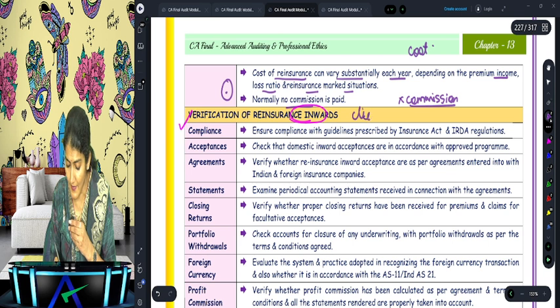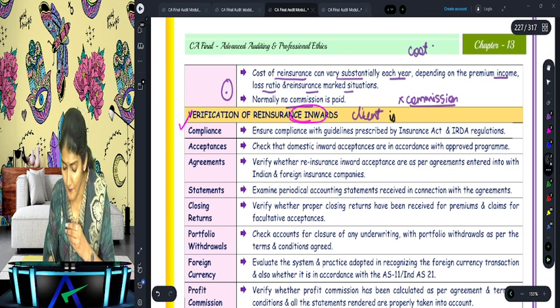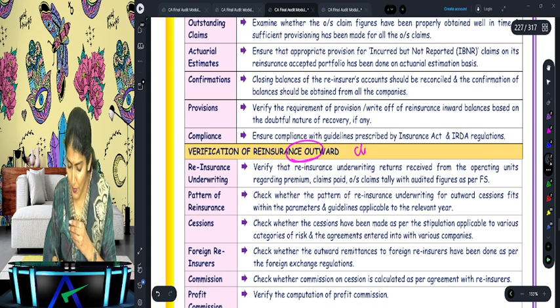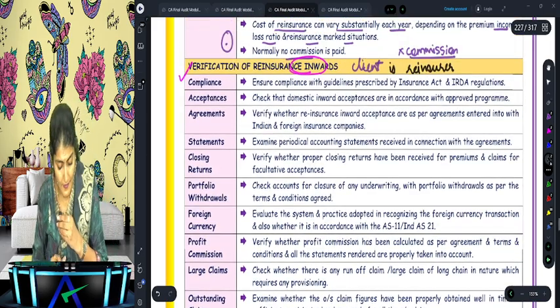That the client is... my client is the reinsurer. And in case of reinsurance outward, what will I write? My client is the ceding company. Are you understanding that, everyone? Okay, right. And then let us read the points over there.